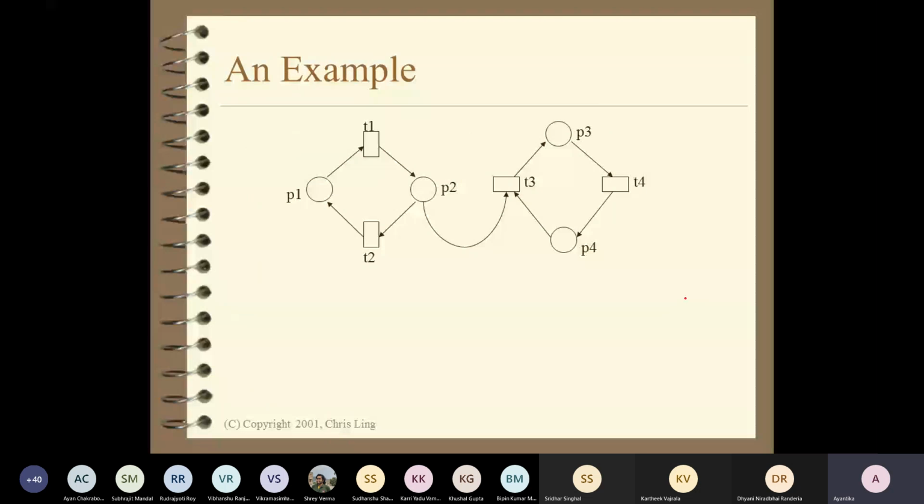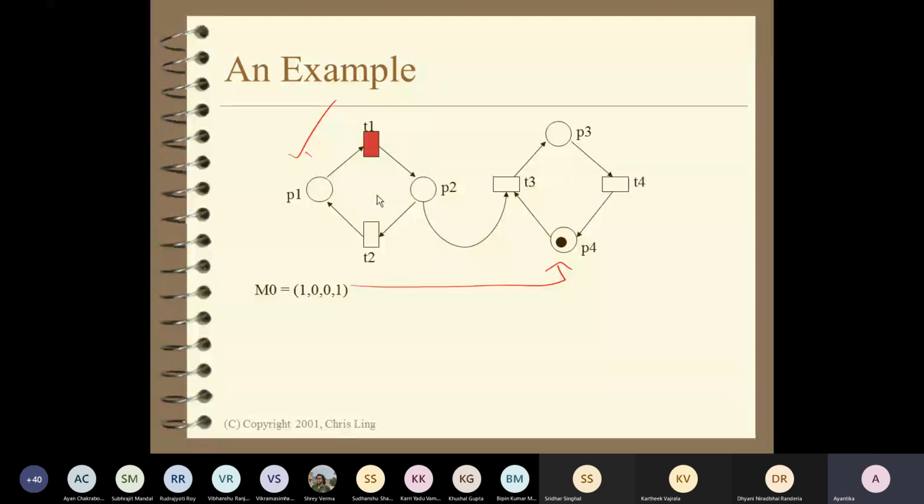Now you come to this example. If you see, based on this transition T1, the initial condition M0 is given as 1001. That means in your place P1 you have one token, and in your place P4 you have one token. That's why 1001. There is no token in P2 and P3.